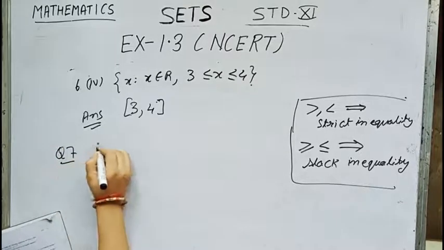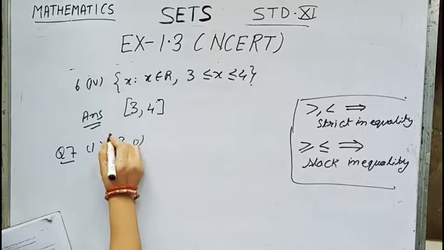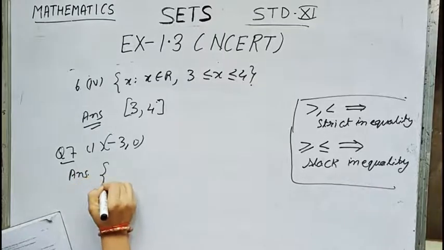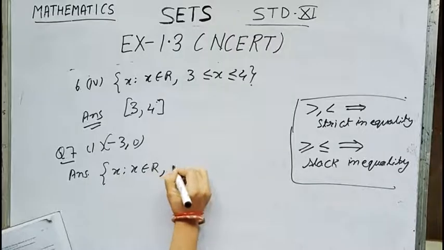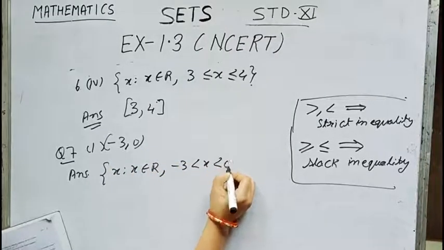Now question number 7, write the following intervals in set builder form. Number 1 is -3, 0, open interval. So we will be writing this answer as x such that x belongs to capital R, comma, -3, both are open, -3 is less than x, which is less than 0.